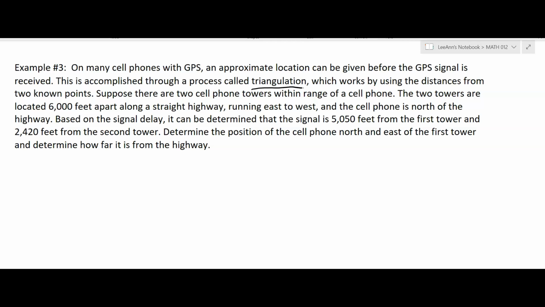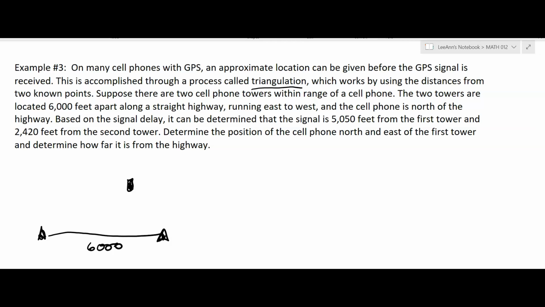Suppose there are two cell phone towers within range of a cell phone. The two towers are 6,000 feet apart. Okay, so here's a tower, and here's a tower. And this distance is a straight line, 6,000 feet. It's along a straight highway running east to west, and the cell phone is north. We don't know where that cell phone is, but we'll just draw a little cell phone there. Okay, there's a cell phone, and it's north of the highway.